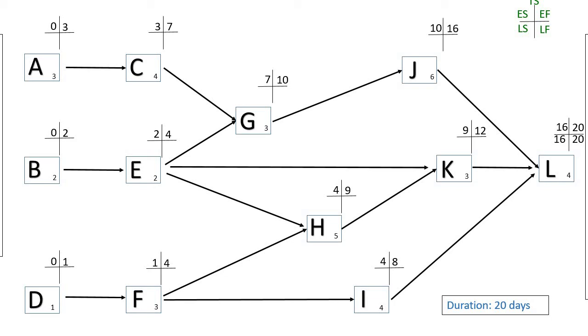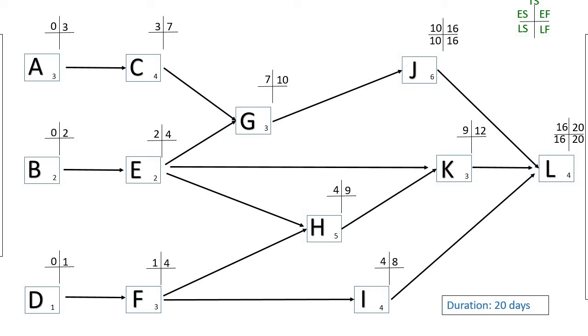If we move on now to activity J, the late start for activity L is on day 16, therefore the late finish for J will be on day 16. 16 minus 6 is 10. The late start for J would be on day 10.